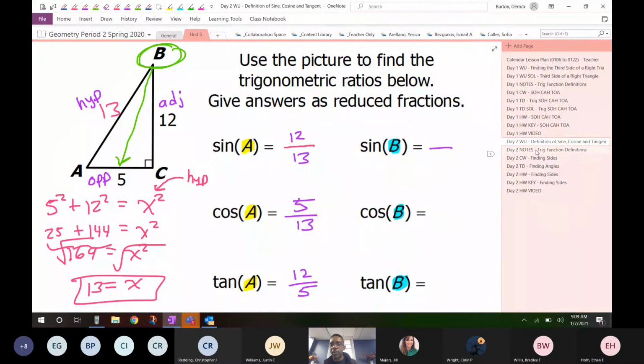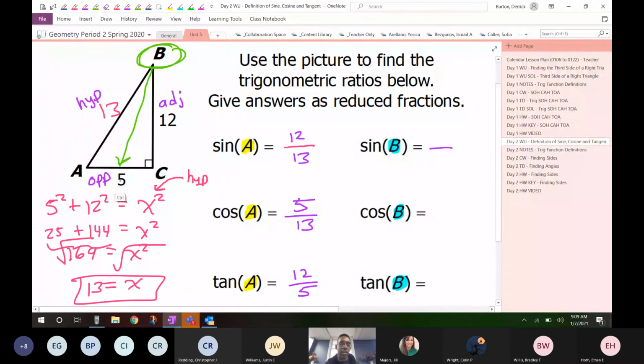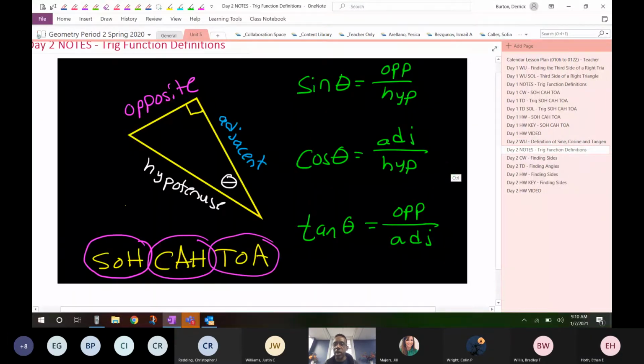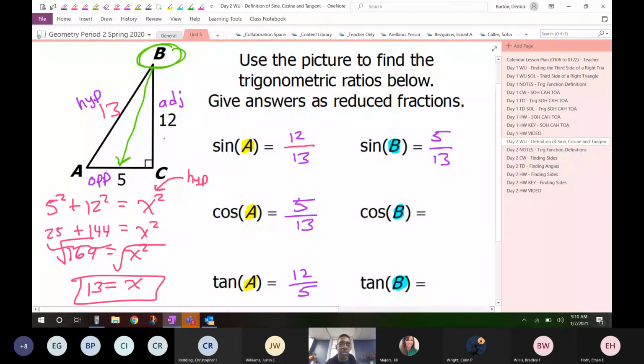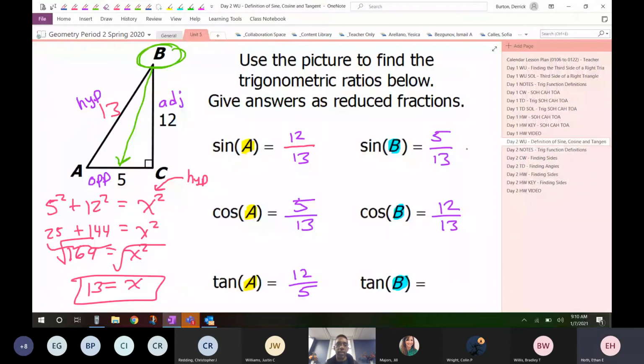So when I do the sine function, which is opposite over hypotenuse, that's now going to be 5 over 13. When I do the cosine, which is adjacent over hypotenuse, that's going to be 12 over 13. And when I do the tangent, which is opposite over adjacent, that's going to be 5/12. Any questions about the warm-up?